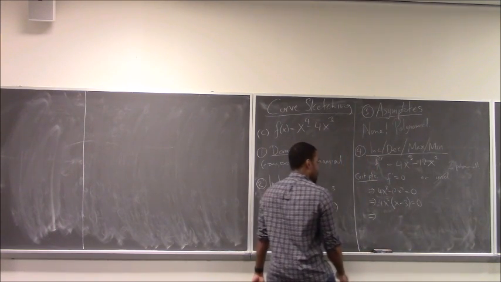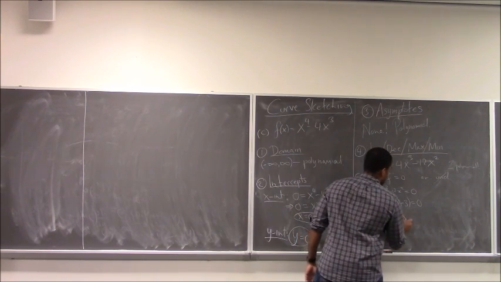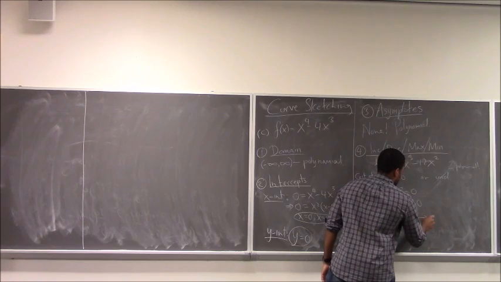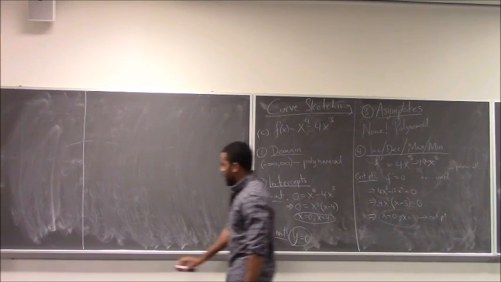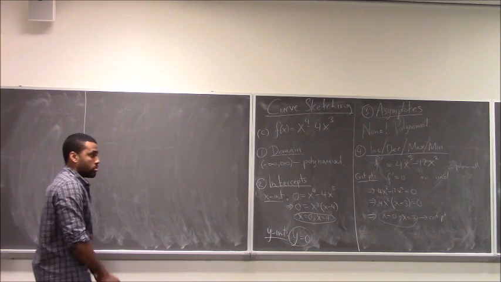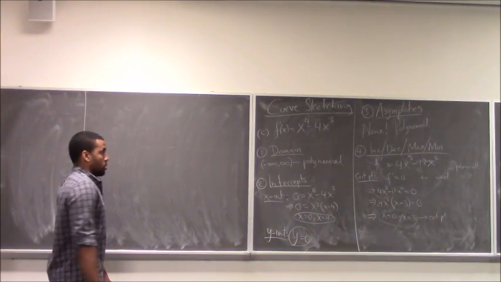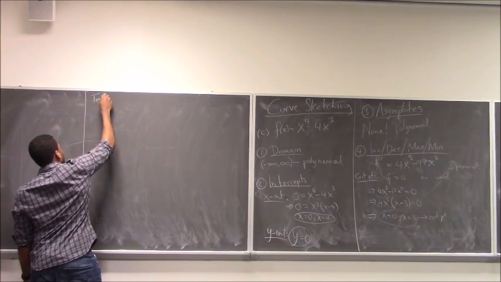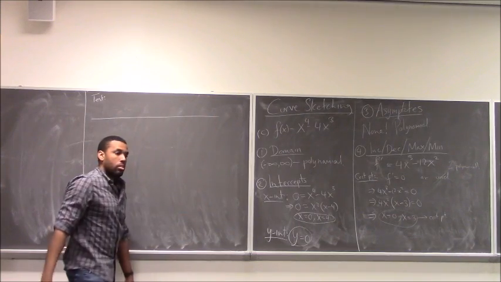So this means that x equals 0 is a critical point, as well as x equals 3. Now, how do I figure out what kind of points those are? Well, now we have to test them, like on a number line.